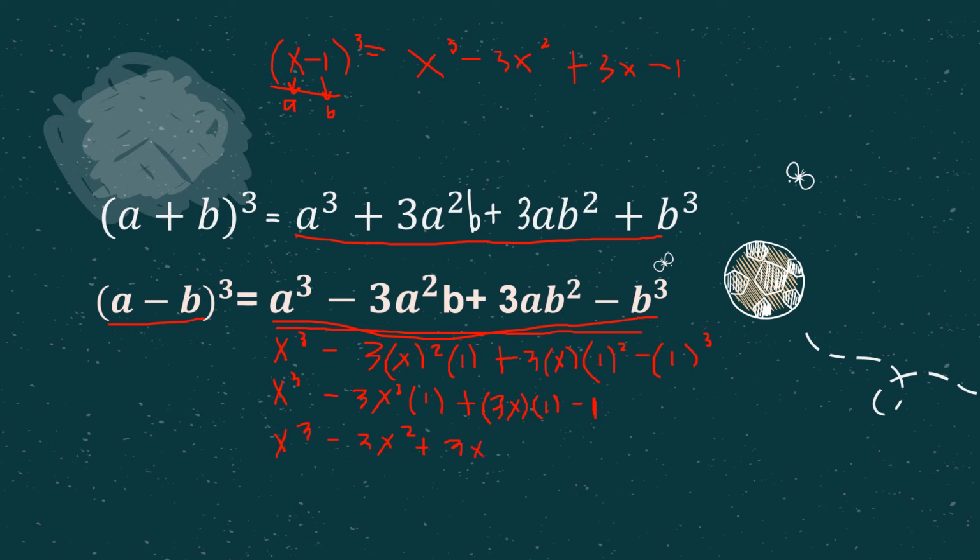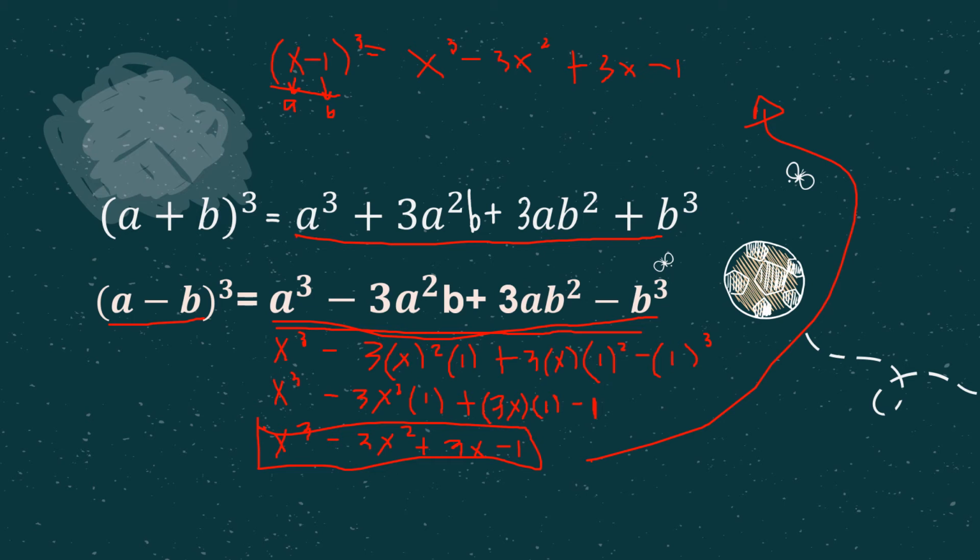3x, and then minus 1. So we arrived with the answer 3x cubed minus 3x squared plus 3x minus 1, which is like this, di ba? So you're just going to substitute the values of your A and B. They will have the same answer.